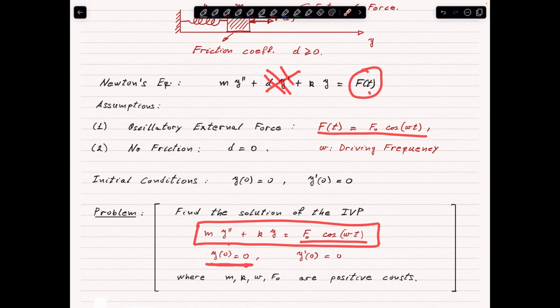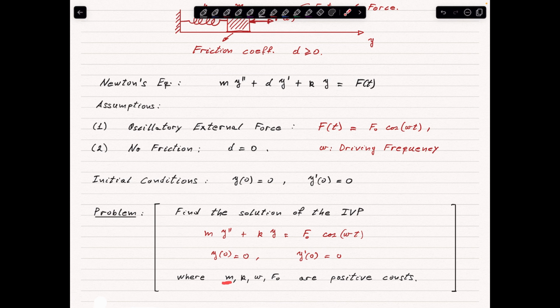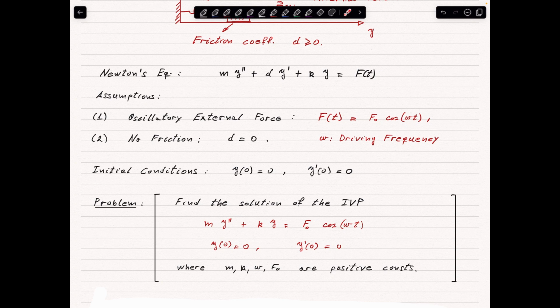So we have the initial condition, initial position 0, and initial velocity 0, and we are going to keep the constants mass, spring constant, driving frequency, and amplitude of the force arbitrary. So positive numbers, but arbitrary numbers. So that's the problem. The big challenge for us is to try to solve this system when we have these arbitrary constants. We need to consider these letters here as fixed numbers.